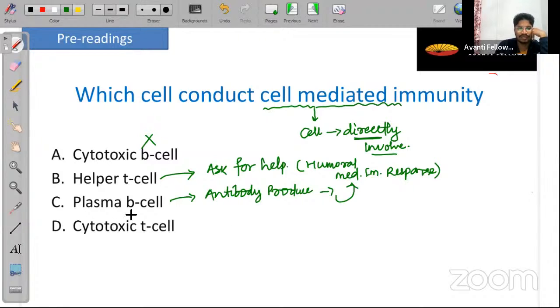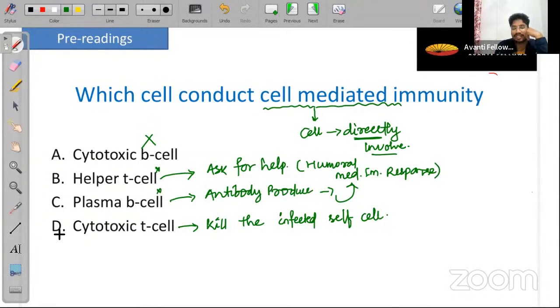Next one is your remaining one. ये दोनों भी cancel हो गया. अभी बचा कौन सा है? Cytotoxic T cell. This cytotoxic T cell is directly going to kill the infected cell. Well, so that is why option D will be the correct answer. That is your cytotoxic T cell, right? Is that clear to everybody?